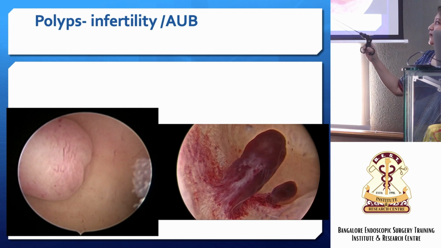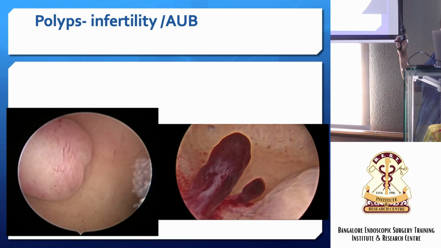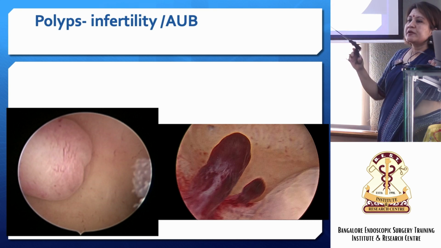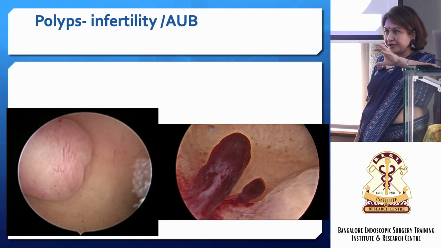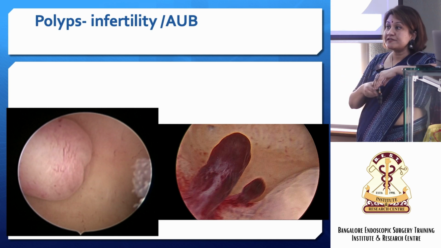You just need to take a scissor and cut the base. Now, how do you differentiate a myoma and a polyp? This is straightforward. When it's a bigger polyp, usually myomas are much more rigid and have surface vascularity. Usually polyps don't have surface vascularity.